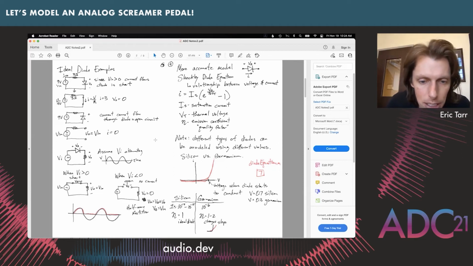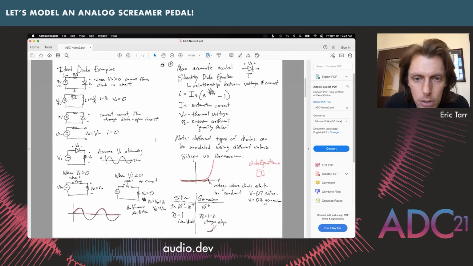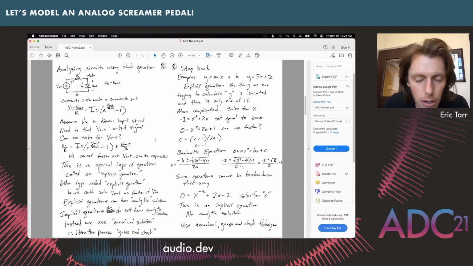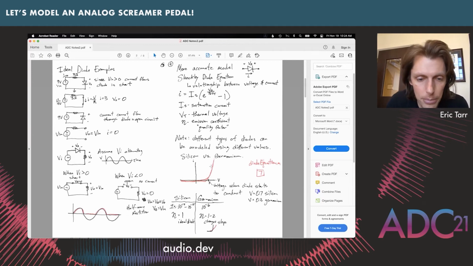The thermal voltage is somewhere around here. It's like 0.025 or something like that. I have it in the plugin already defined, but those are going to be constants that we set and we can just use as part of this.